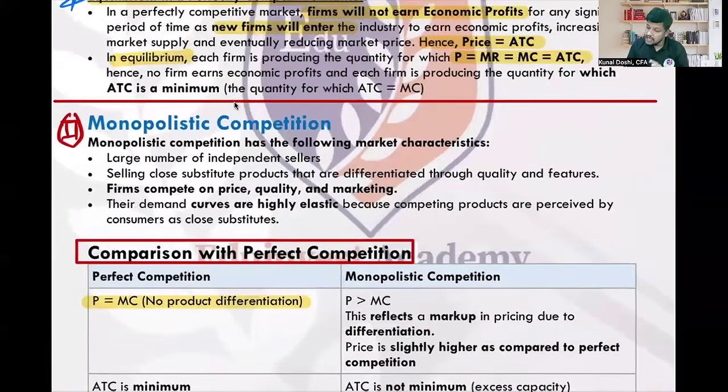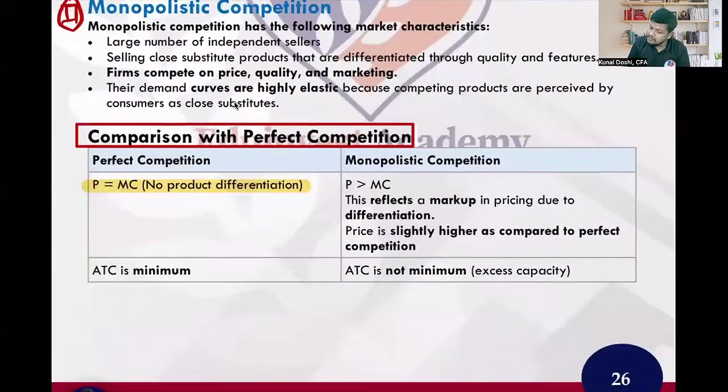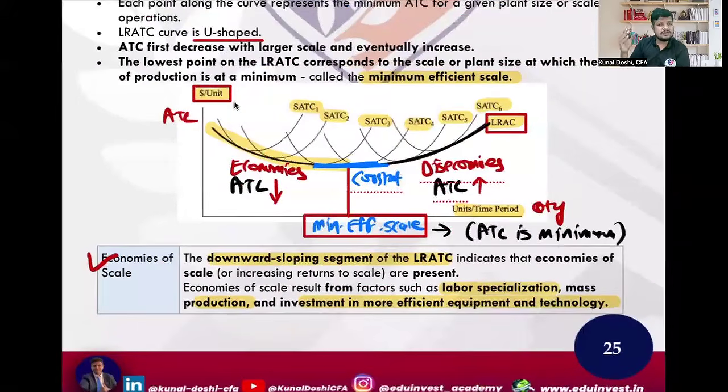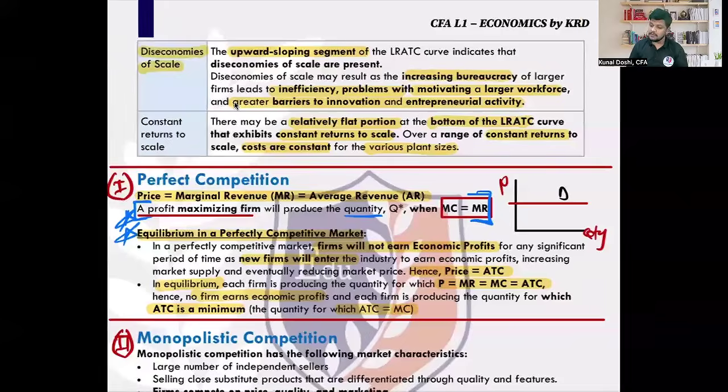Here, if no firms earn economic profit, then what will happen? Everyone will be producing till the point where ATC is minimum. ATC is minimum means the firm, and all the industry together, will be producing at the point where ATC is minimum. So there will be minimum efficient scale. They'll be producing till that point. Maximum production will happen when there is perfect competition.